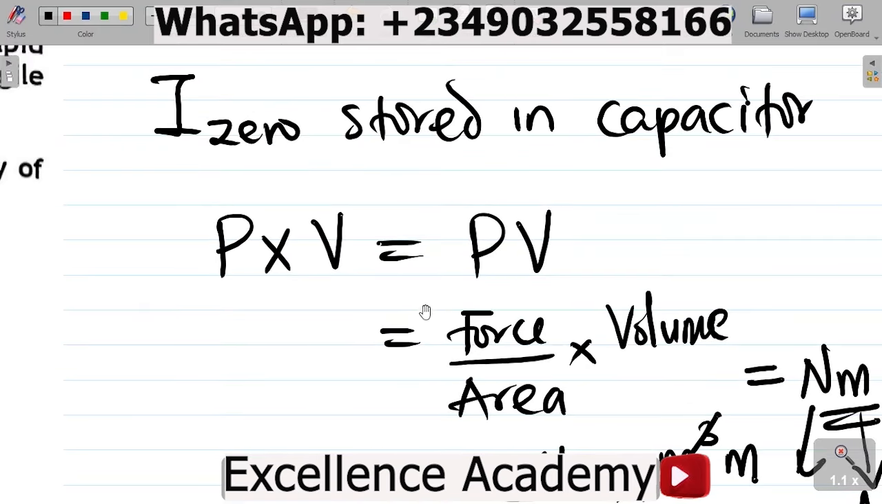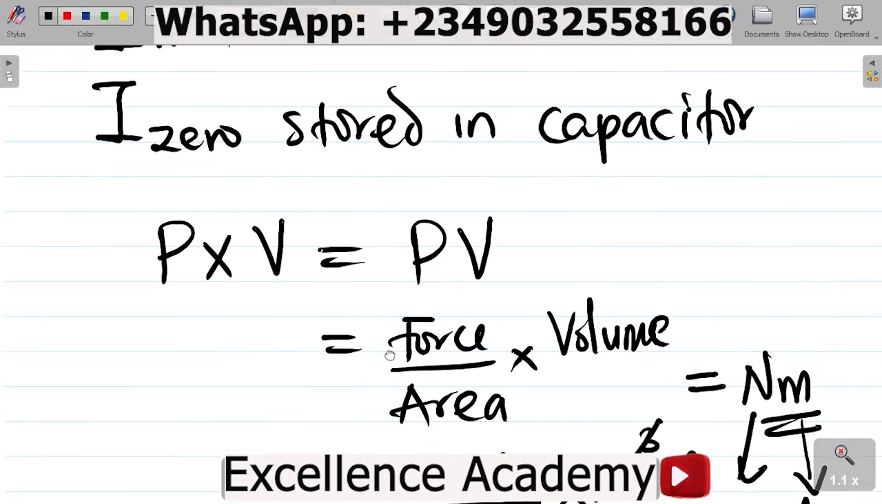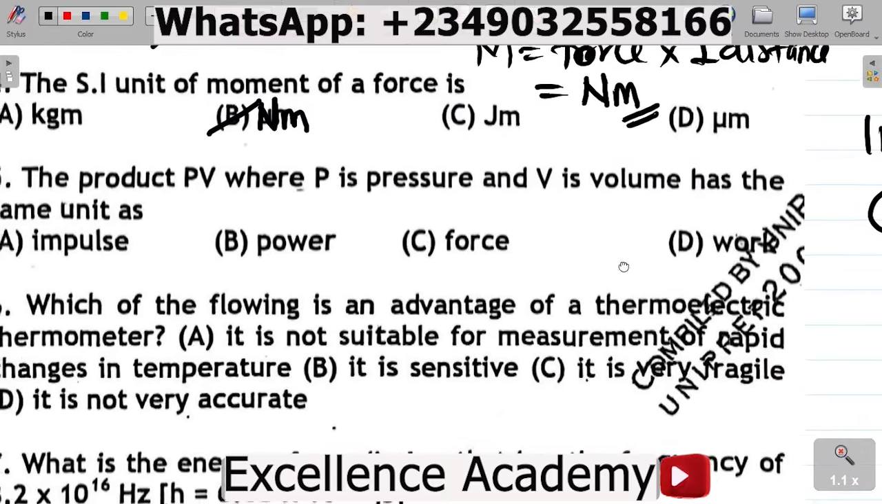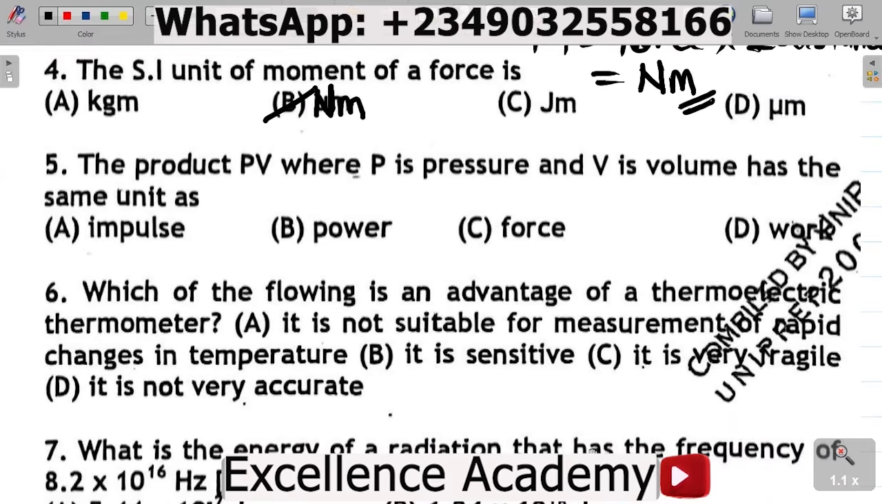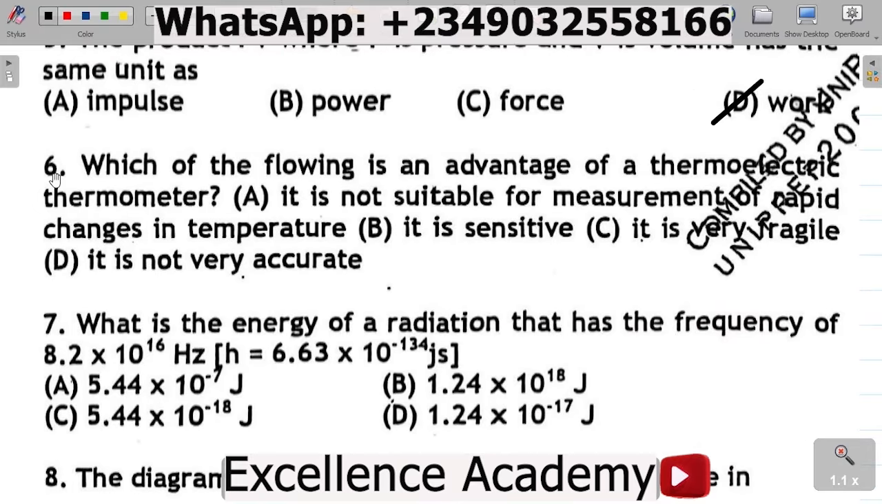This is under units and dimensions. All right, so let's see. Do you have work done? Yep, that's D, option D, work or work done. That's the answer. Question number 6.